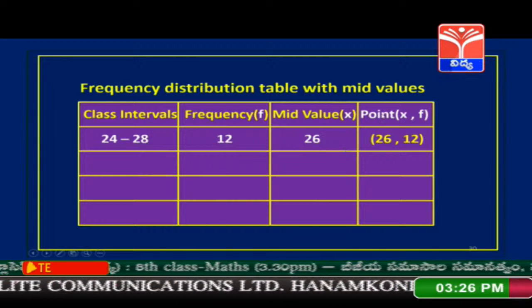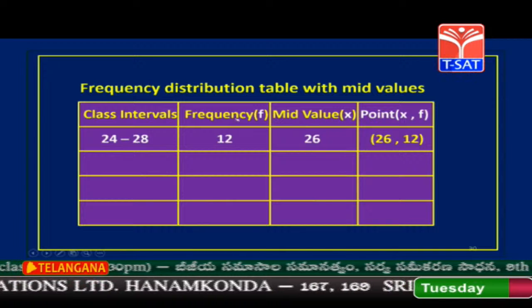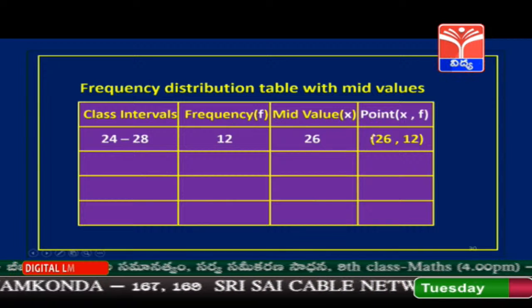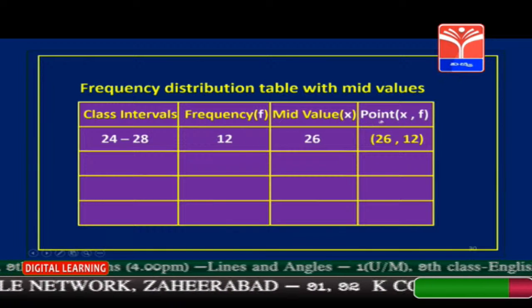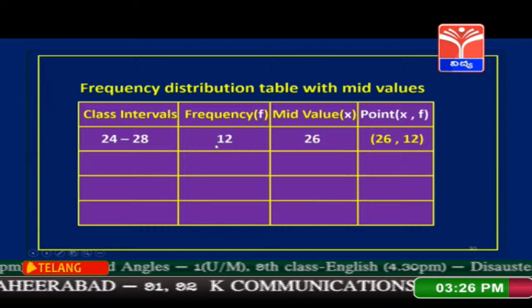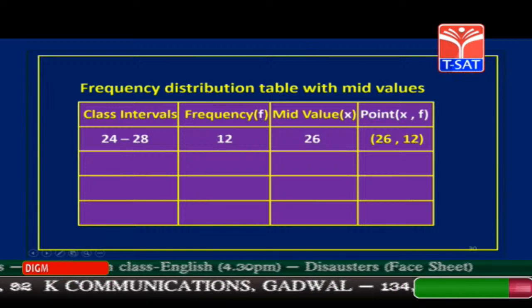And how to find the point here? Mid value is taken as x, frequency is taken as f. So x comma f. Try to understand this, children. X comma f. X is 26, f is 12. So 26 comma 12 is the point.